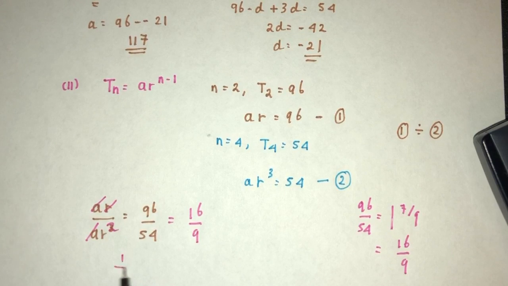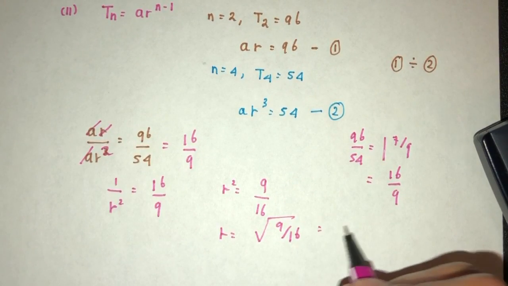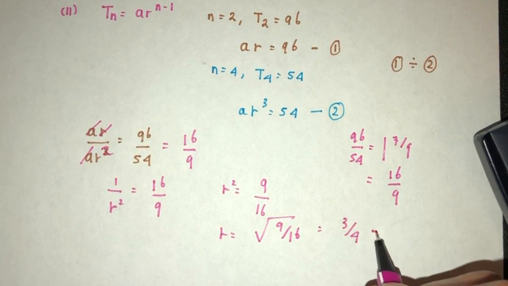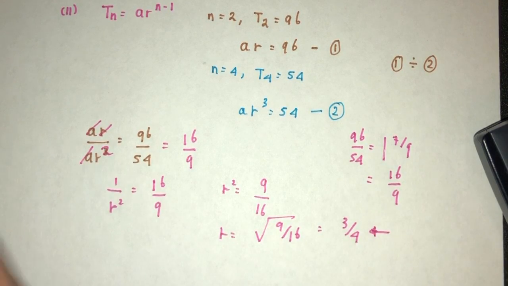So here we have 1 over r squared is equal to 16 over 9. We can cross multiply, you will have r squared has to be 9 over 16. R has to be the root of 9 over 16, right? And that has to be 3 over 4. This is your answer for part 3, to find the common ratio.